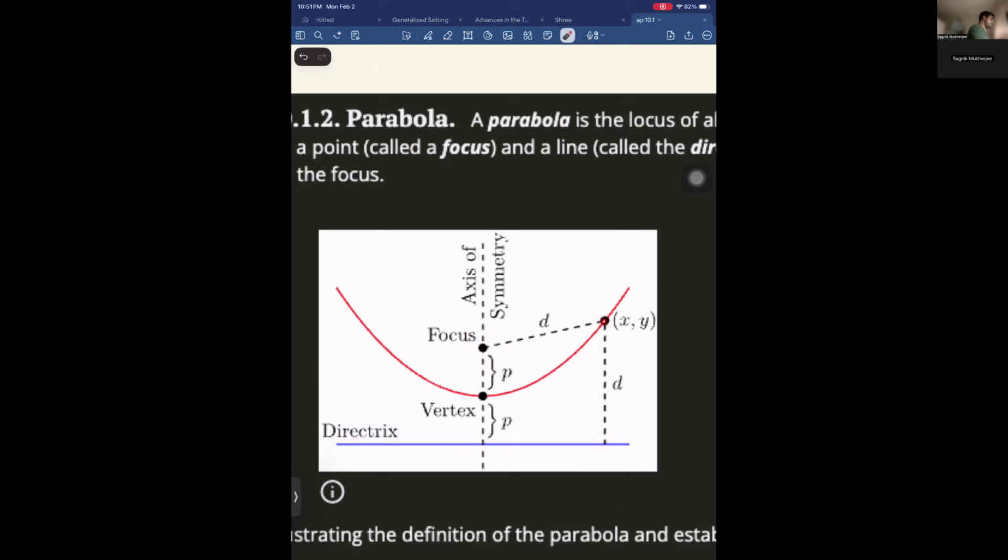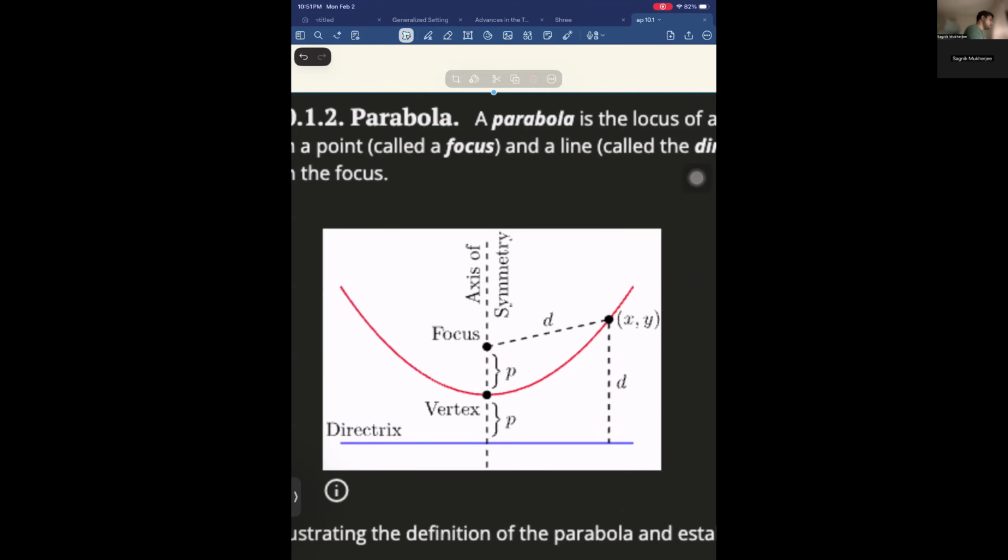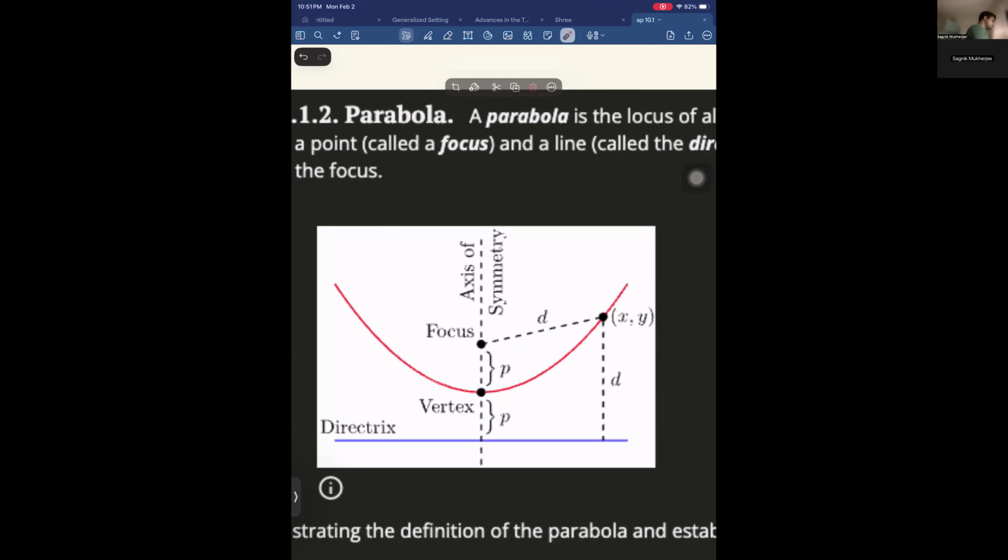For example, look at this point. The distance from the focus is called d and the distance from the directrix is also d. So this point is equidistant from the focus and the directrix. If you take this point, you can also note that it has the same distance from the focus as from the directrix. If you consider all such points and look at the collection of all points that have equal distance from the focus and directrix, they will create this figure called a parabola.